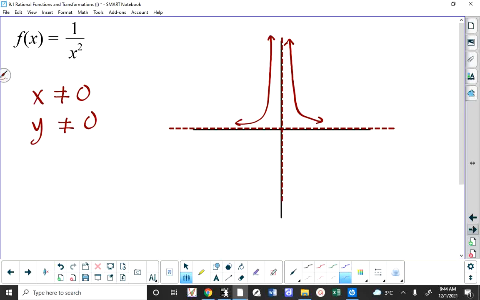They also drop quite rapidly because when you go to x equals, say, 10, instead of getting 1 over 10 for y, you get 1 over 100, so it really falls.